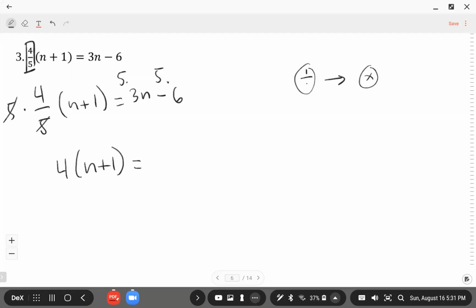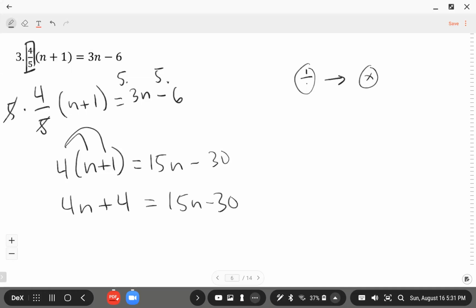And then on the other side, don't forget to multiply by 5 on the other side too. Get 15n minus 30. Okay. And then we can solve. Distributive property right here. Easy. Let's simplify that. And then on the other side, it remains the same. Next stage.